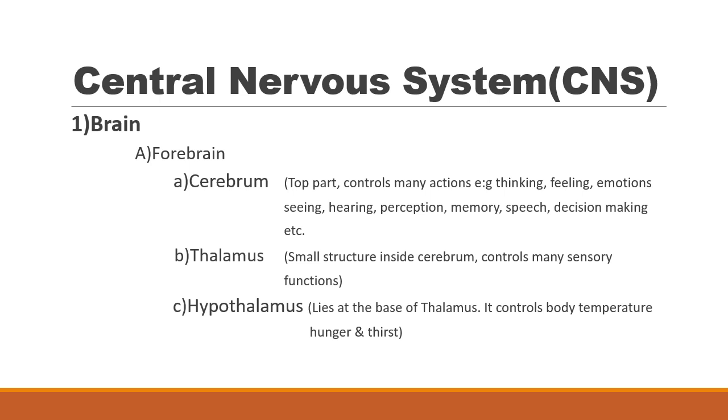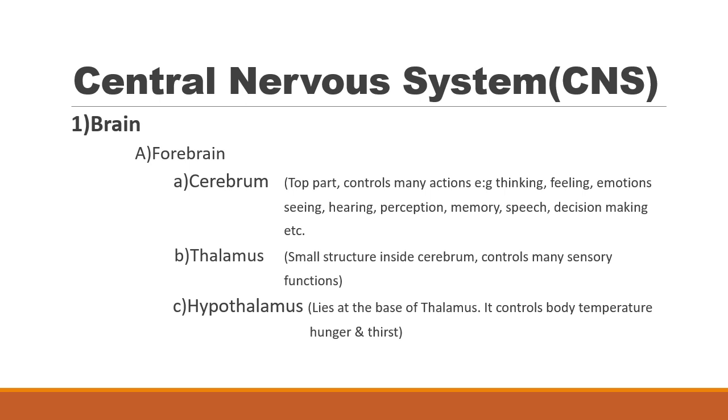Now we discuss the forebrain. The forebrain is divided into three major parts. The cerebrum, which is the top part and the largest part of the forebrain. It controls many actions like thinking, feeling, emotions, seeing, hearing, perception, memory, etc.